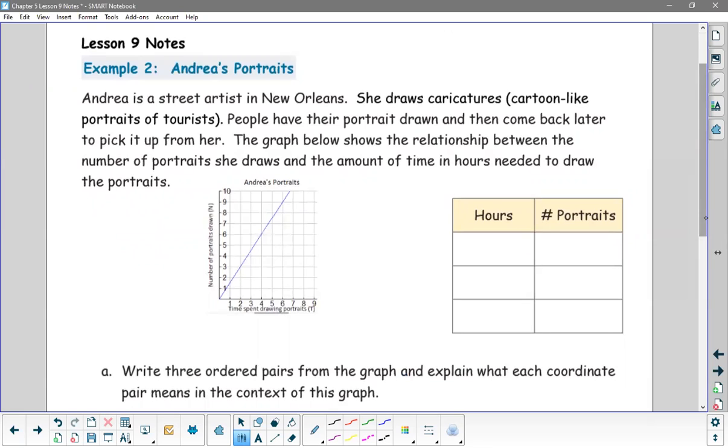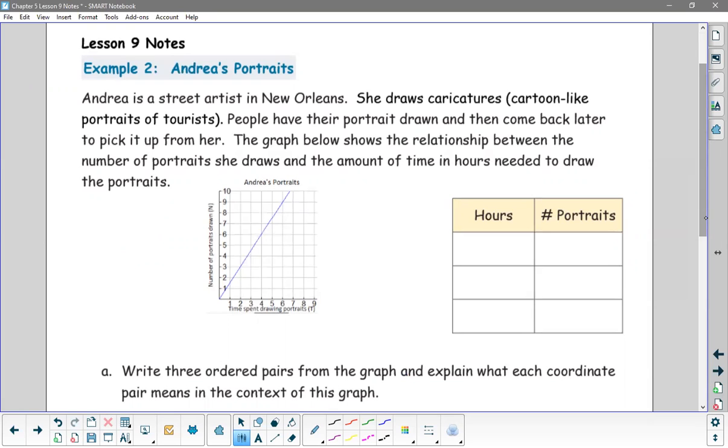Okay, we're on to page 3 in lesson 9. We're talking about Andrea's portraits. So in this question, Andrea is a street artist in New Orleans. She draws caricatures. That's cartoon-like pictures of people, right? People have their portraits drawn and then they come back later to pick them up from her. The graph below shows the relationship between the number of portraits she's drawn and the amount of time in hours needed to draw the portraits.